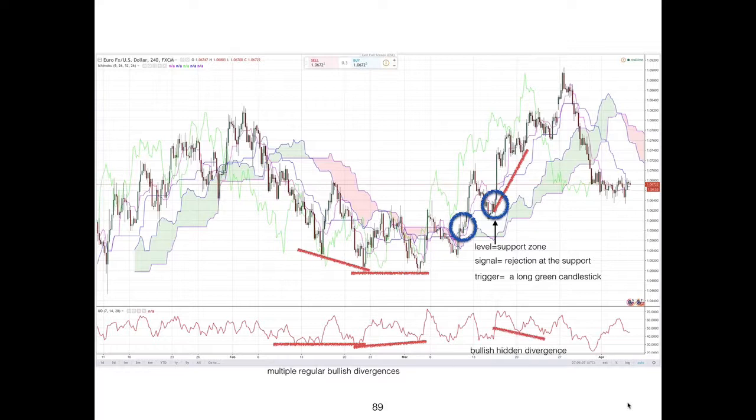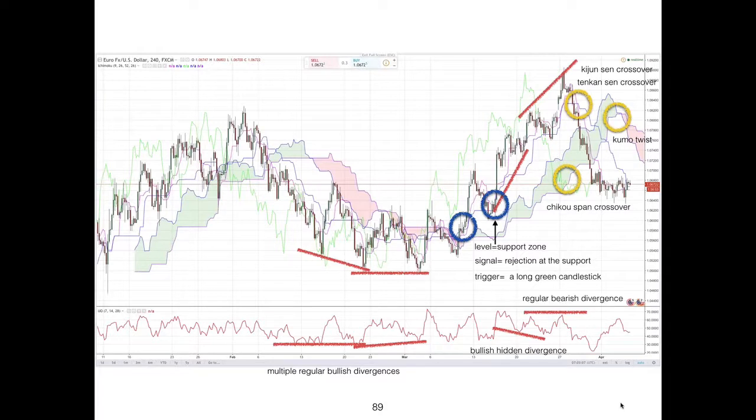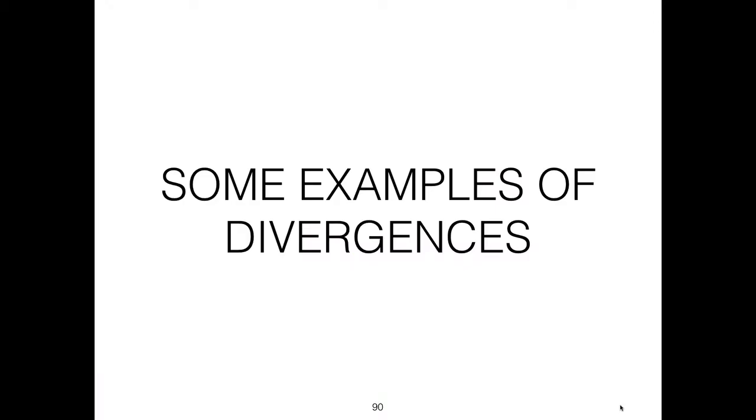And then you know that the trend will continue because you find a bullish hidden divergence. At this point, you find the bearish divergence, which resulted in bearish elements occurring. So that regular bearish divergence signaled the bearishness to come. Some examples of divergences.